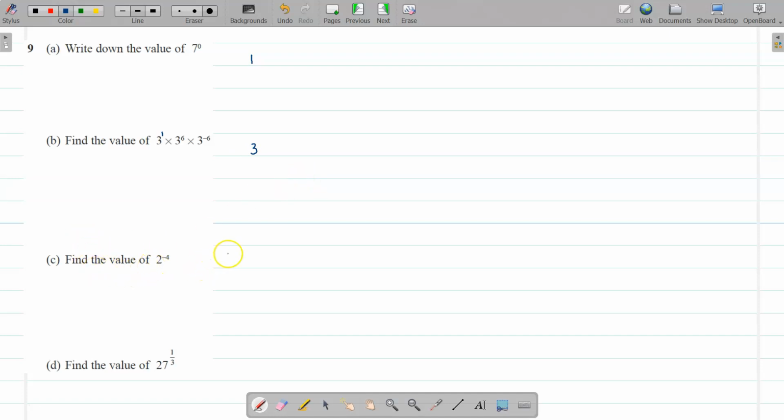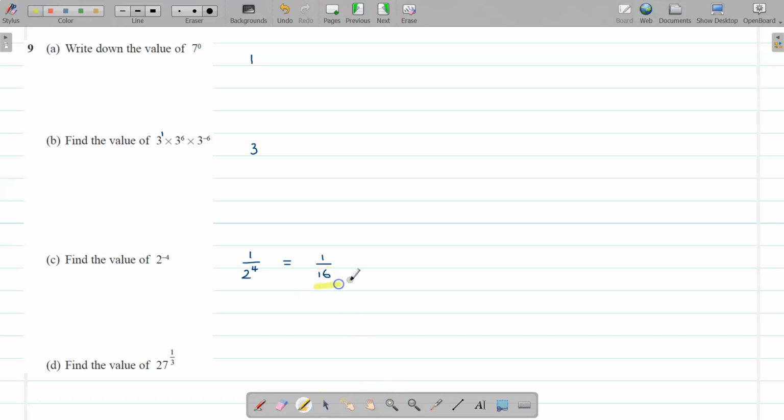Okay, 2 to the power of minus 4 is the same as 1 over 2 to the power 4. Okay, and 2 to the power 4 is 16. So it's the fraction 1/16, like that.